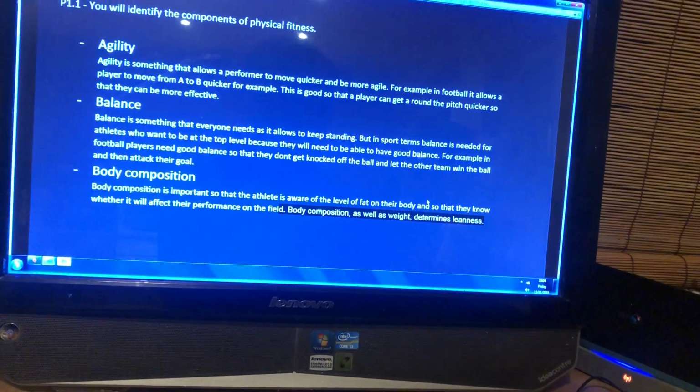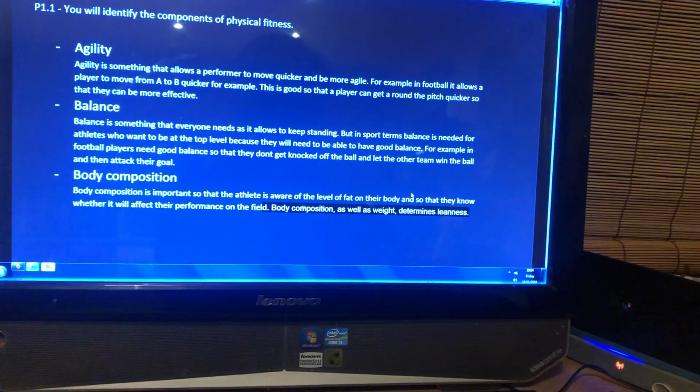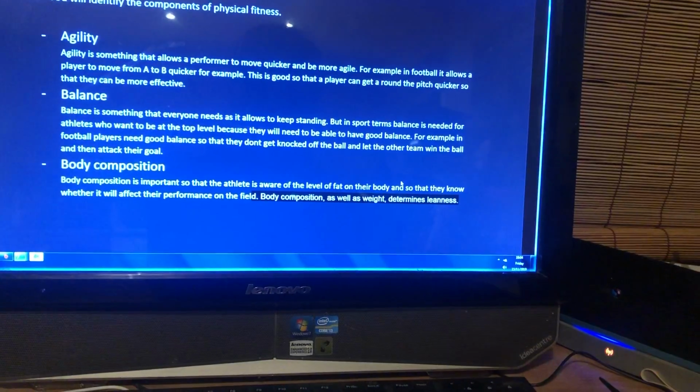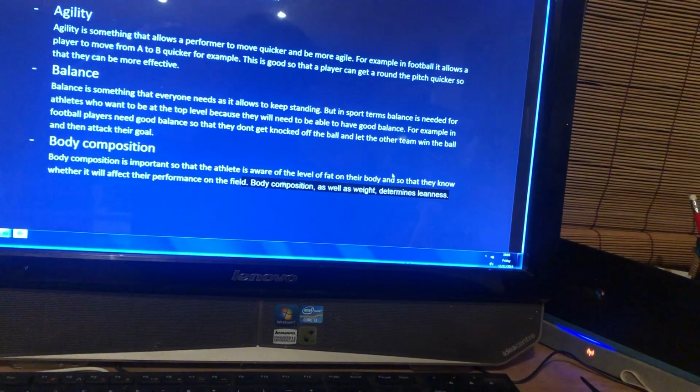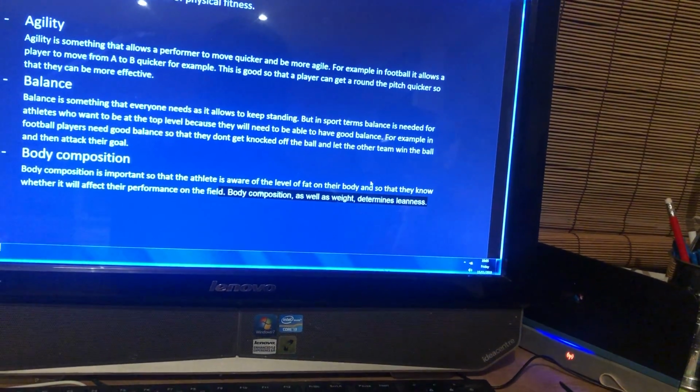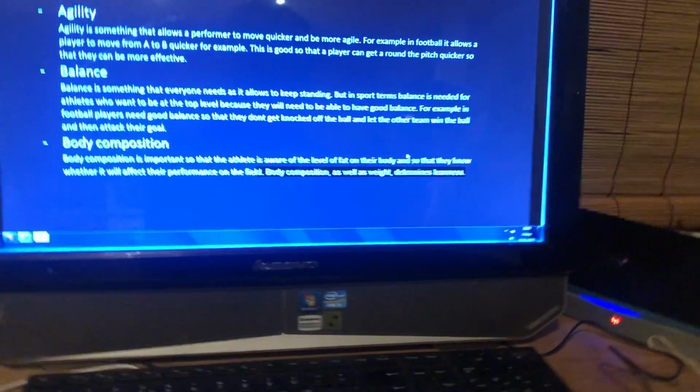Body composition is important so that the athlete is aware of the level of fat on their body and so that they know whether it will affect their performance on the field. Body composition as well as weight determines leanness.